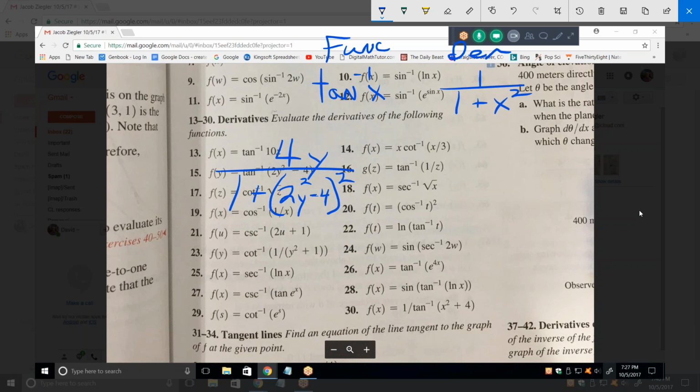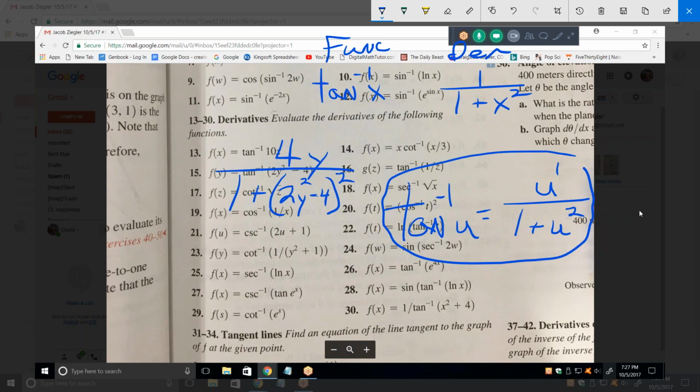Because in your table, if I had inverse tangent of u instead of x, the derivative of that is u prime, that's the derivative of the inside, over 1 plus u squared, which is the derivative of the outside. So this is the way you're going to see it in any table that has these formulas. They're going to assume that you're looking at a composite function, in other words, that u is something other than x.